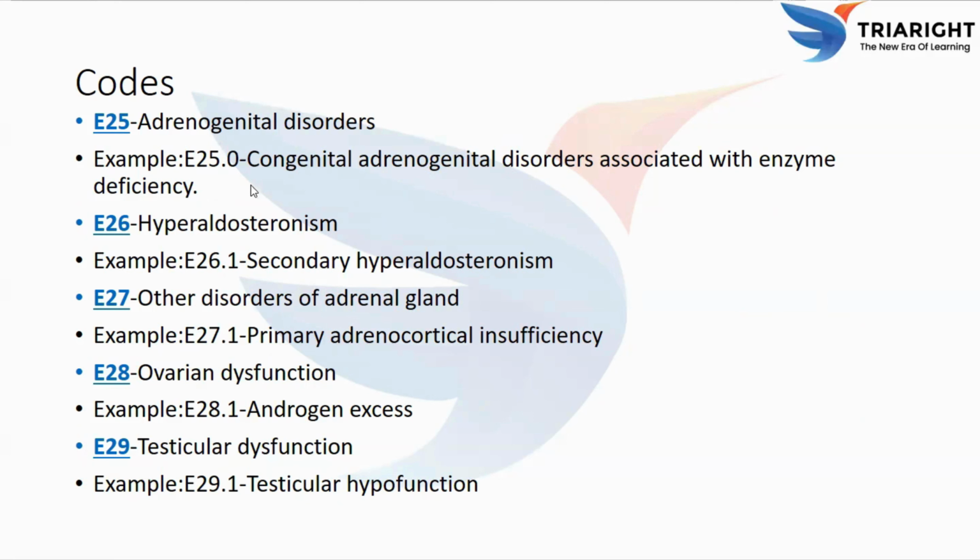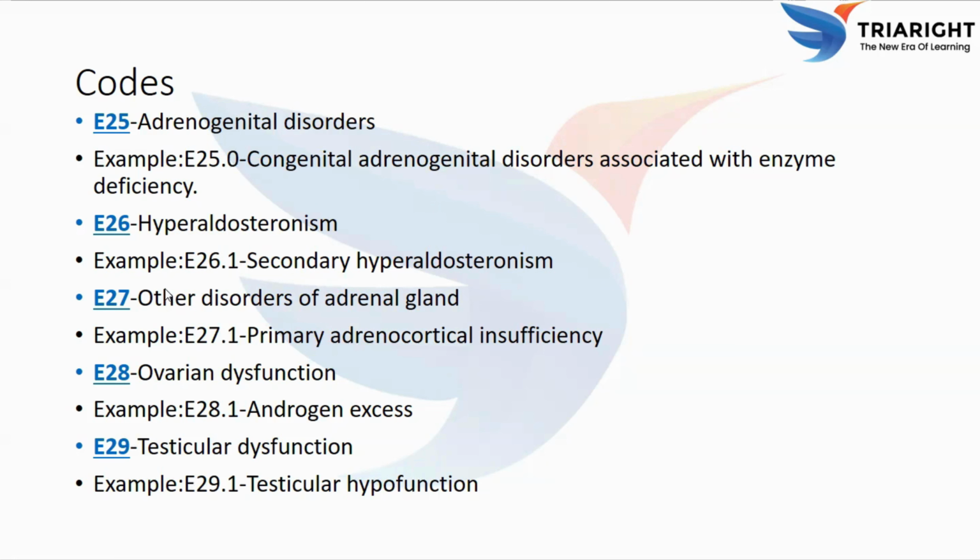So what is the example? E25.0. What is it? Congenital adrenogenital disorders associated with enzyme deficiency. Here the enzyme defects cause excess male hormone production. When enzymes cause excess male hormone production, congenital adrenogenital disorder occurs. Ambiguous genitalia in newborns, irregular menstruation, early puberty, and also infertility are the symptoms of this condition.